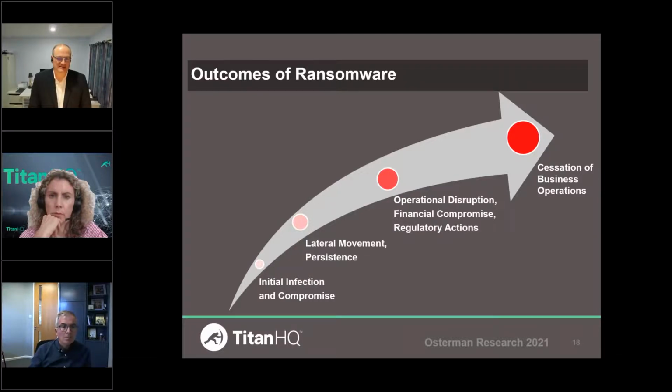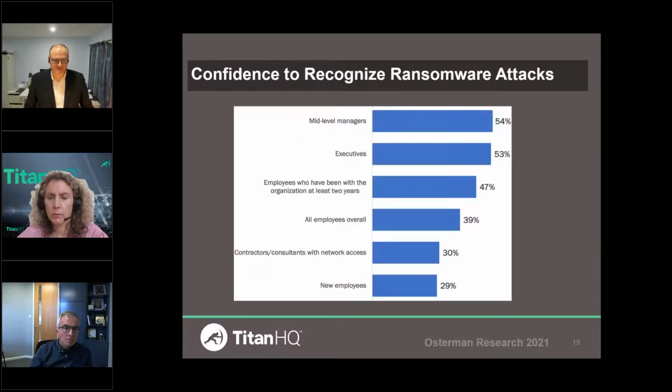All of that creates a significant operational disruption and sometimes even loss of life as a consequence of the appropriate surgical interventions not being appropriate or not being available. And in some cases, we've even seen cessation of business operations where an organization cannot recover from a ransomware attack and goes out of business.